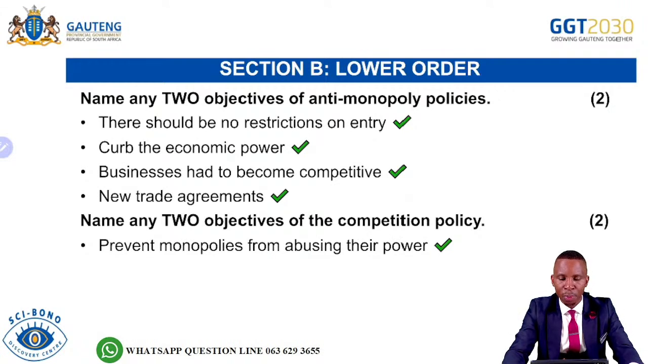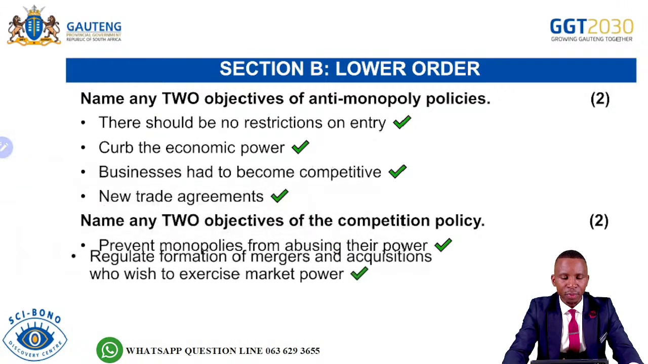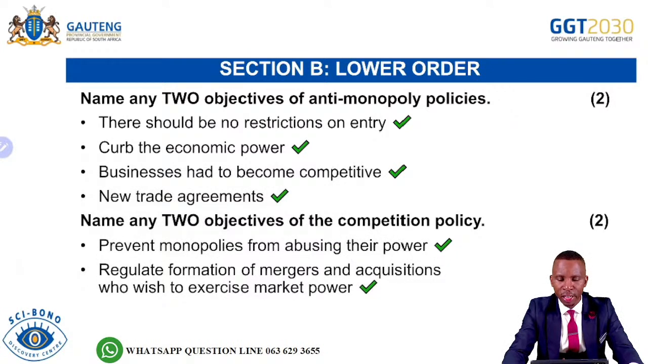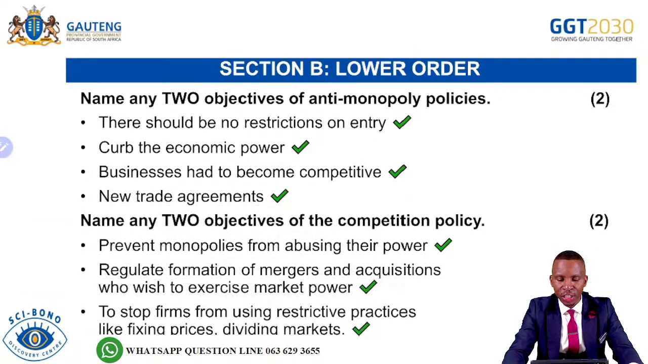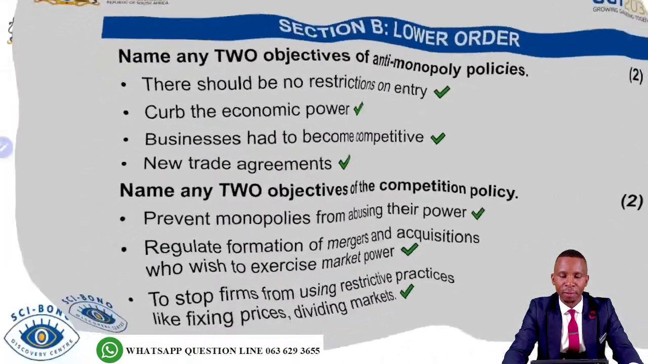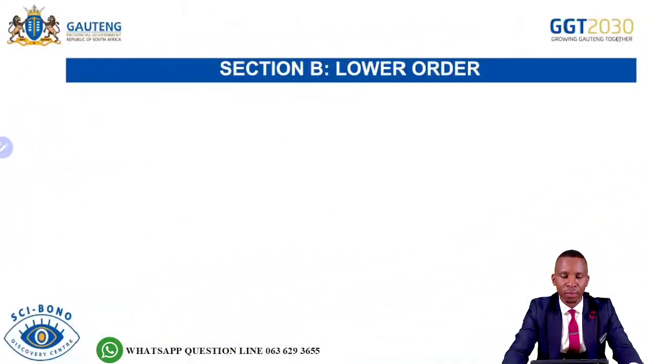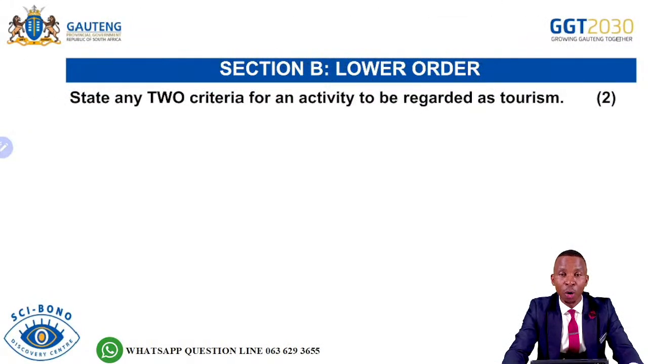Prevent monopolies from abusing their power. Regulate formation of mergers and acquisitions for those who wish to exercise market power. Stop firms from using restrictive practices like fixing prices and dividing markets. So for the previous question, there are so many objectives of the Competition Act of South Africa.